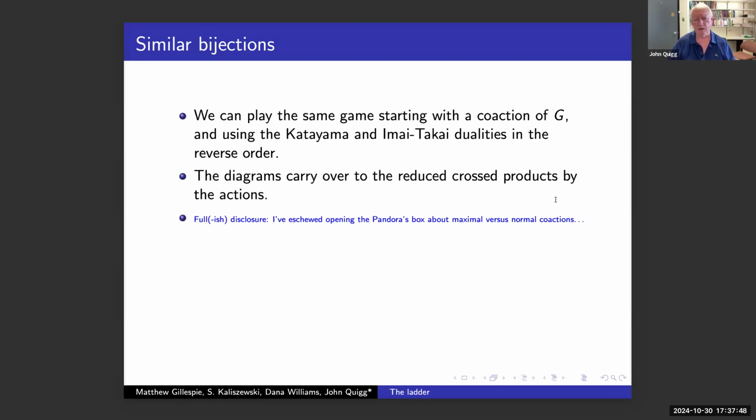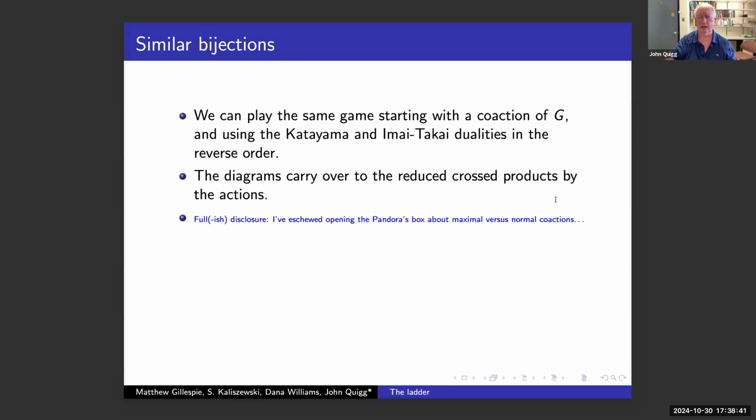I've eschewed opening the Pandora's box concerning maximal versus normal coactions. But now I'll just peek in the box a little bit. So again, with actions, you can either form the full cross product or the reduced cross product. Think of the full cross product as being the highest and the reduced cross product being the lowest. When you form the cross products, in each case, there is a coaction of the group on the cross product. If you form the dual coaction of G on the full cross product, there's a cross product duality theorem, but that depends upon the fact that the coaction on this full cross product has a certain property. It's called maximal. Think of it as working at the highest level.